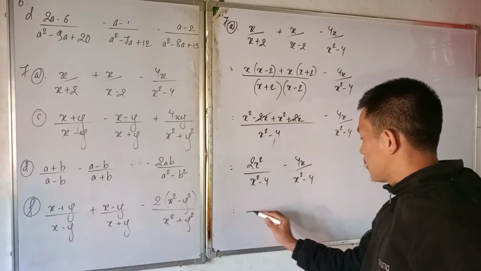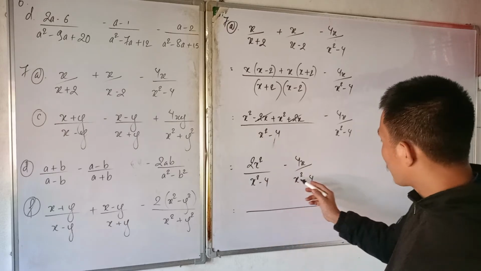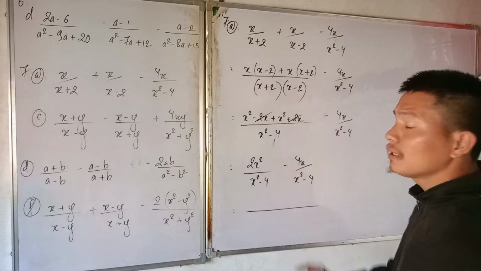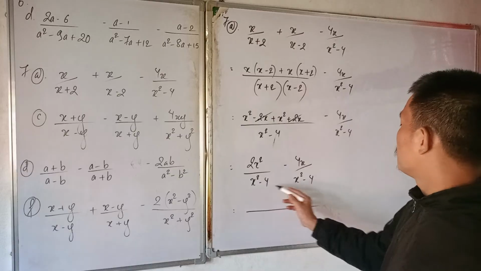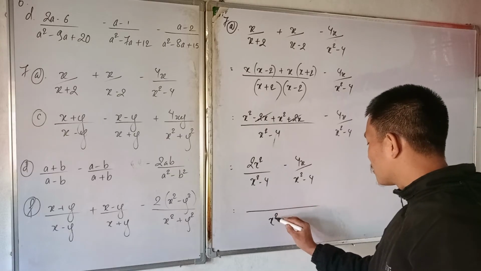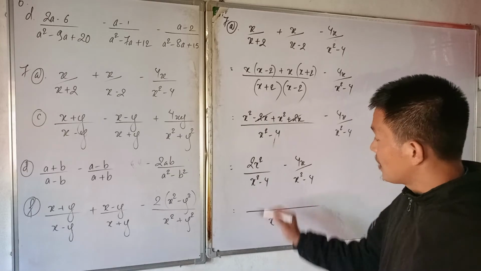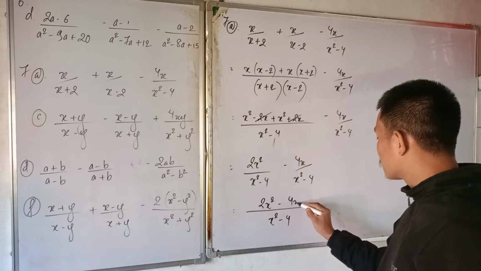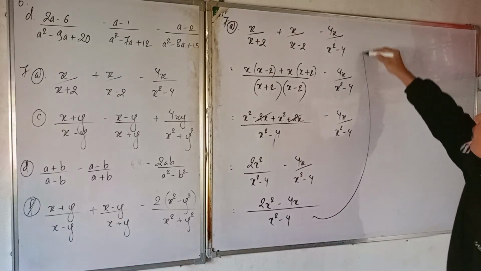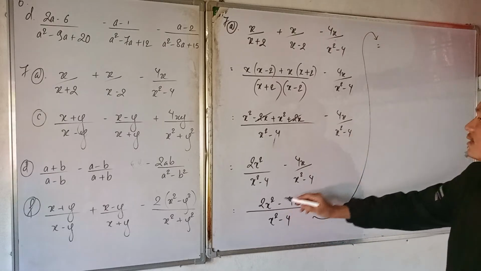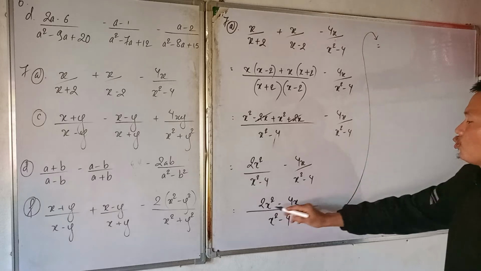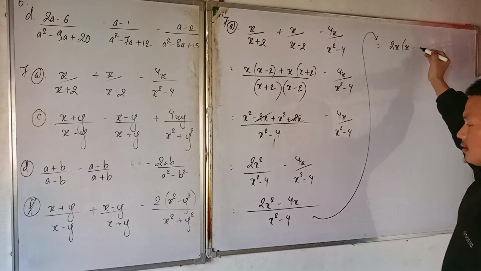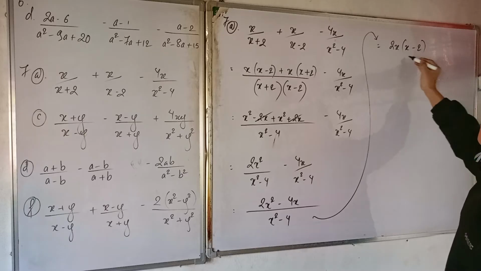x square minus 4. You see, here x square minus 4 and x square minus 4 have the same denominator, so you can directly operate on the numerator. So the denominator is the same, we can directly write x square minus 4 as the LCM, and the numerator you can directly operate: 2x square minus 4x. Now 2x square minus 4x, you can take 2x common, and the remaining will be x minus 2.